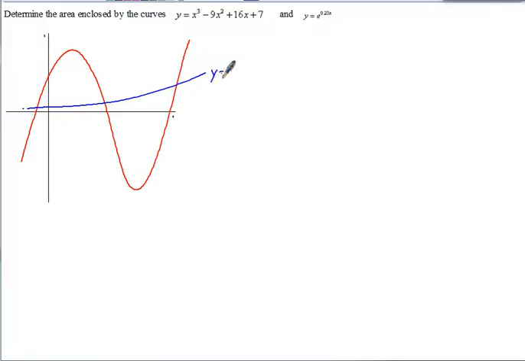So here's y equals e to the 0.23x, and this is y equals x cubed minus 9x squared plus 16x plus 7. To see if it's better to use horizontal or vertical rectangles this time, start with a vertical. You can see vertical always stays between the same 2 curves, it's just that there are 2 different regions there. So it's better than horizontal, where you'd actually have to split it here.